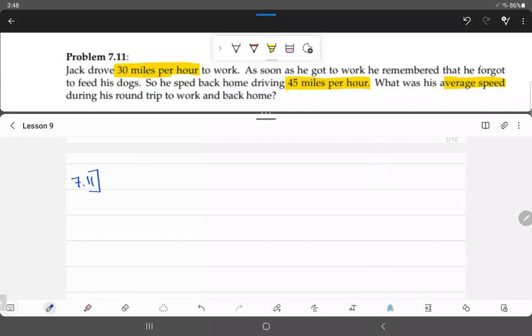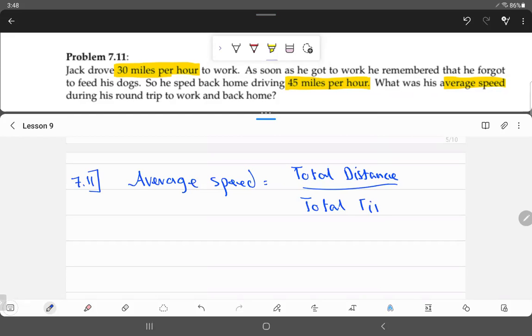First of all, the average speed, it's important to know. The average speed is equal to the total distance over the total time. Do not ever add the two rates and divide by 2 here. No. The average is the total distance over the total time. Okay.